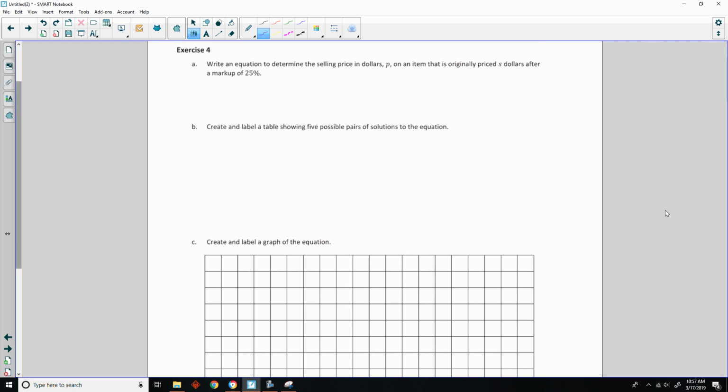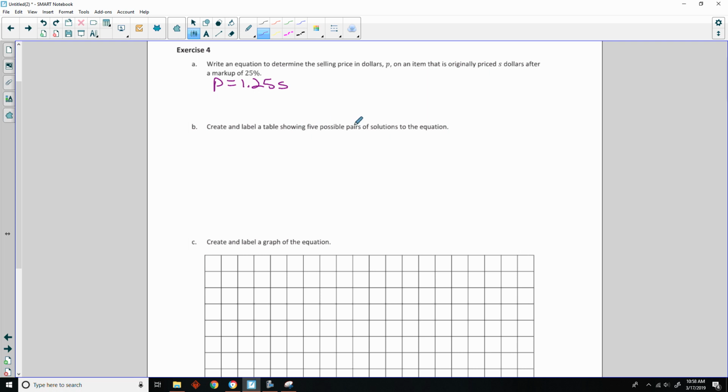Exercise 4. Exercise means try it on your own, pause the video, and then see how you did. Okay, so exercise 4A says write an equation to determine the selling price in dollars P on an item that is originally priced S dollars after a markup of 25%. So that would be P, the selling price, equals 1.25, or 125%, of S.